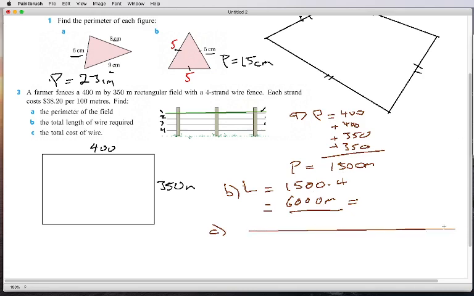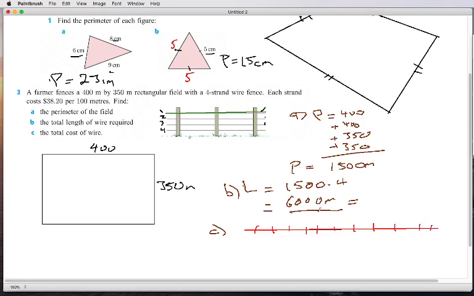So if I drew a giant length of, say, 6,000, just to figure out how to show this, draw a line. So imagine this is 6,000. Well, we're going to cut it into 100 pieces, 100 meter pieces. And once we know how many there are, then we can multiply it by 38.20.